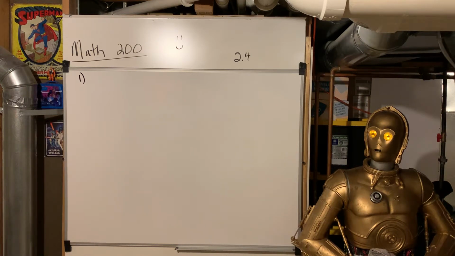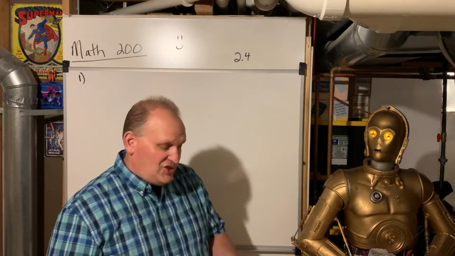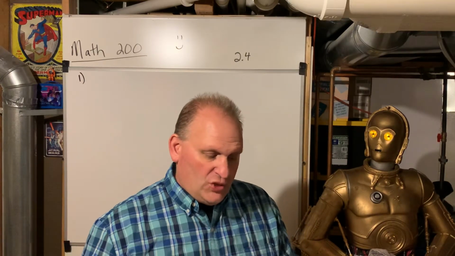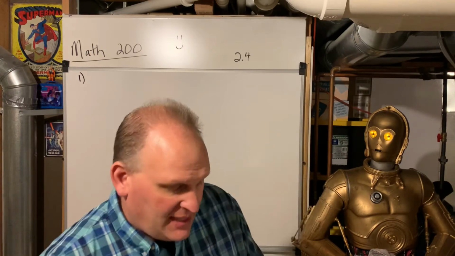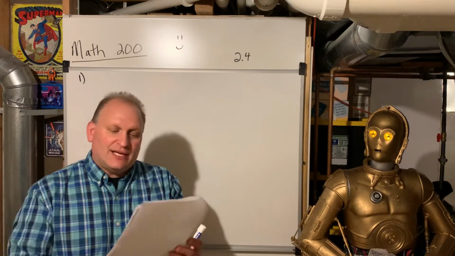Okay, we are back. This is Math 200. We're doing section 2.4, and on our note packet, that is page 8. So solve mixture problems, uniform motion applications with coins and tickets and stamps and, oh my, lions and tigers and bears. So let's take a look.